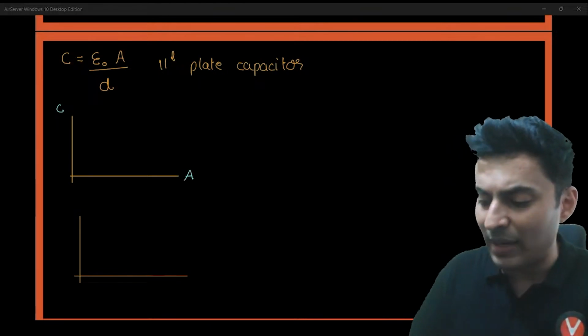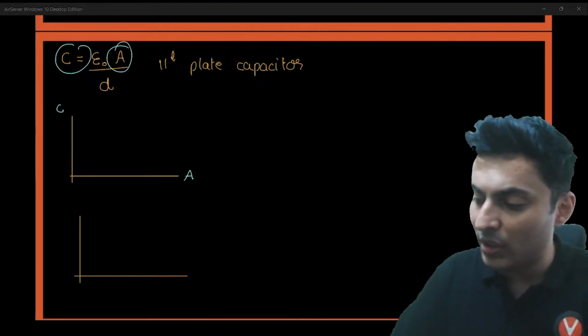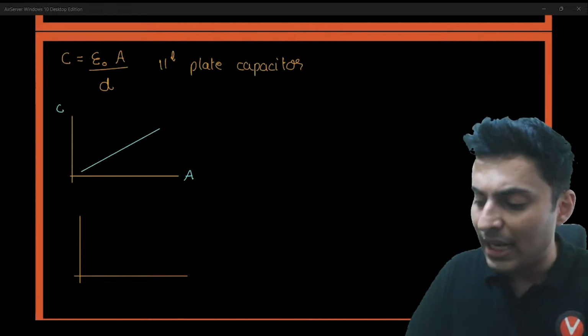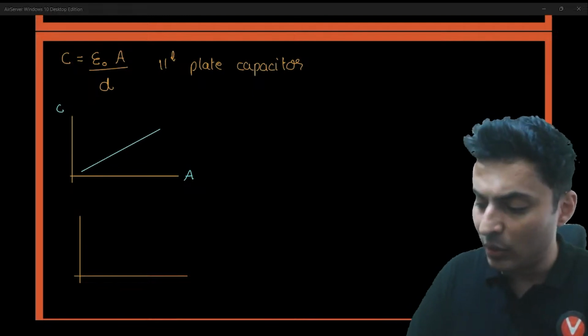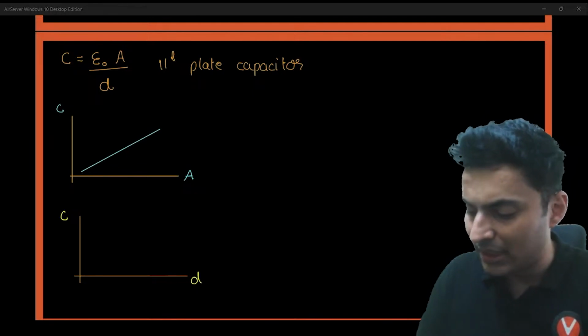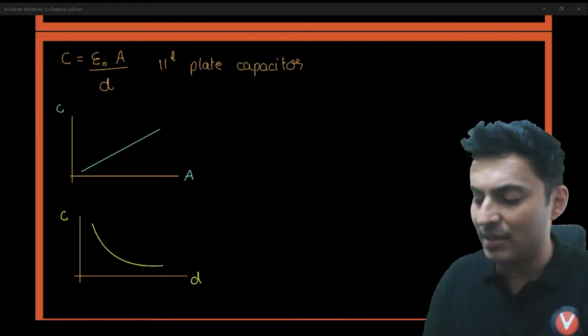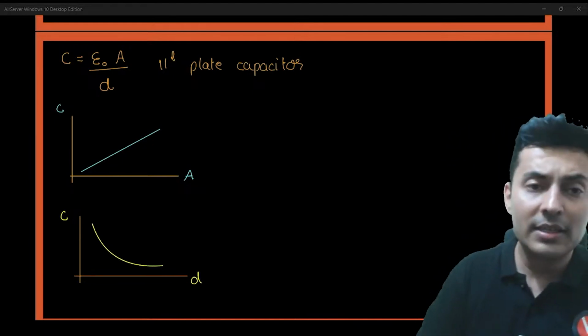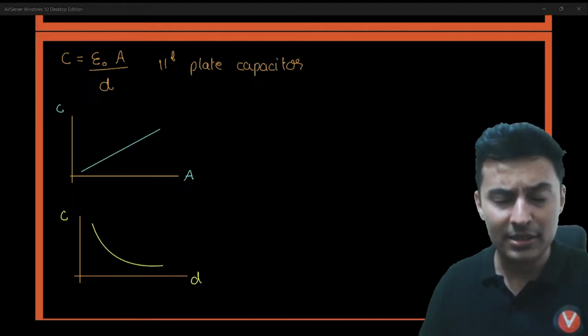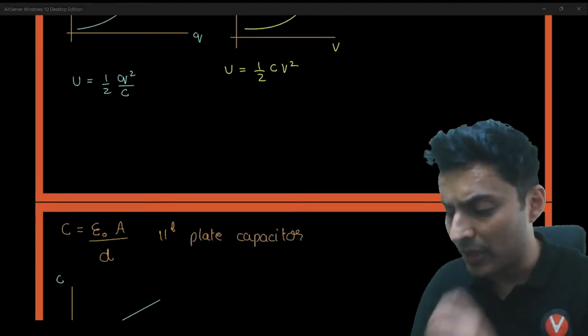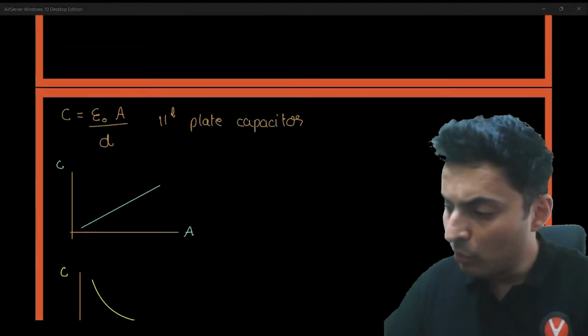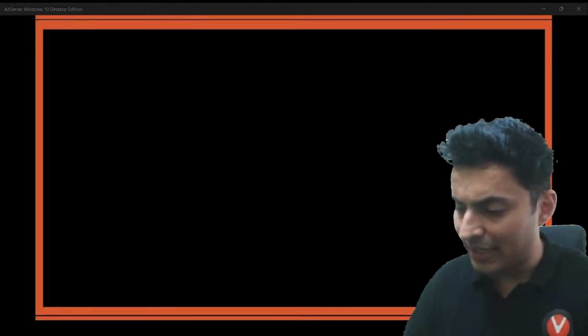So if you talk about capacitance with respect to area, because it is in the numerator, it will be directly proportional. But if you talk about capacitance with respect to the distance, it is going to be inversely proportional. That's the difference. Standard questions do come on it. Very, very commonly asked. Moving on to the next one.